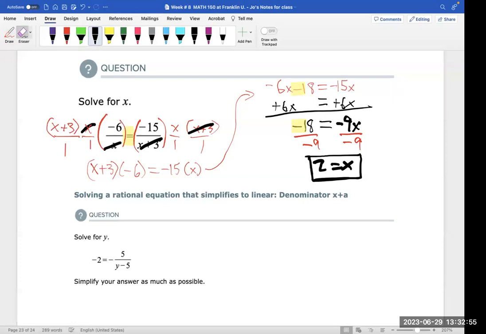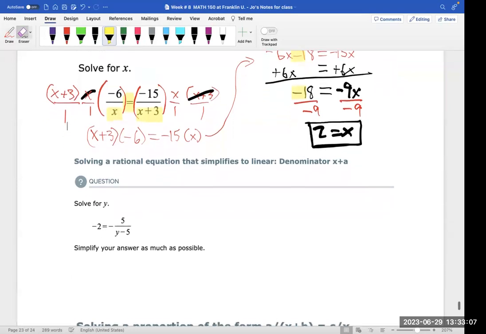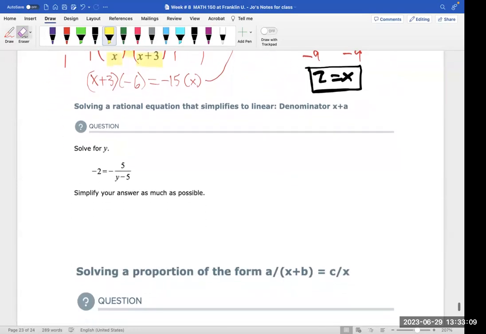Now I need to go back and double check to make sure it will make the equation true. If I have 2 plus 3 in the denominator, that works, it's not 0. If I have 2 in the denominator, that works, it's not 0. You need to go back and make sure that your answer is an allowable answer for the domain.